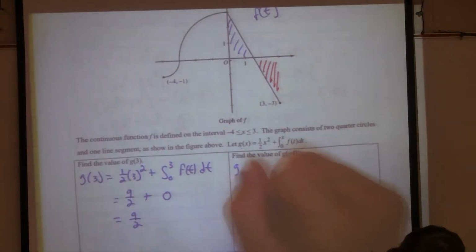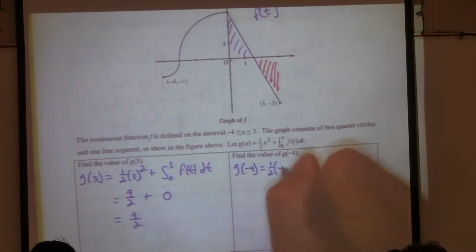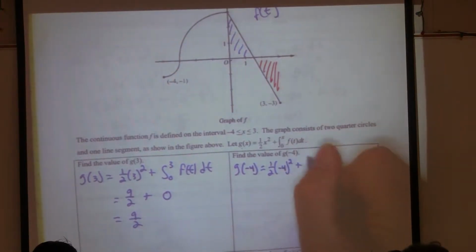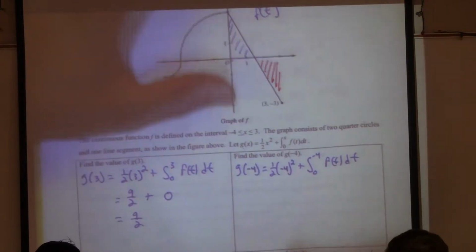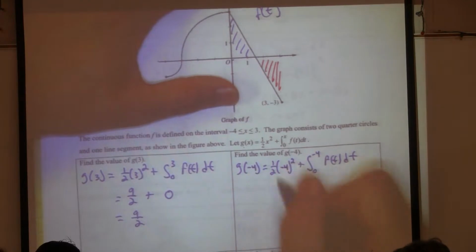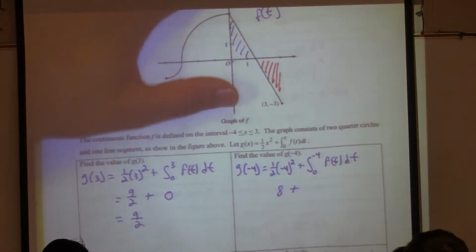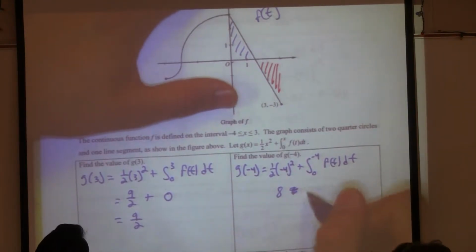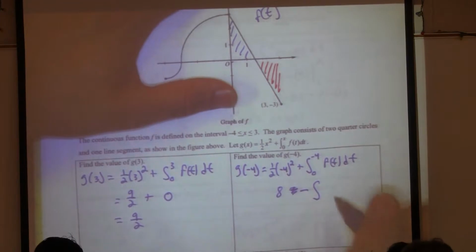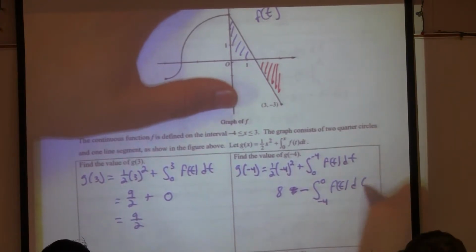G of -4. That's going to be 1/2 times -4 squared plus the integral from 0 to -4 of f of t dt. So this will be positive 16/2, that's 8. What's the problem here though? Oh, so I'm going to change this to a minus the integral from -4 to 0 of that function.